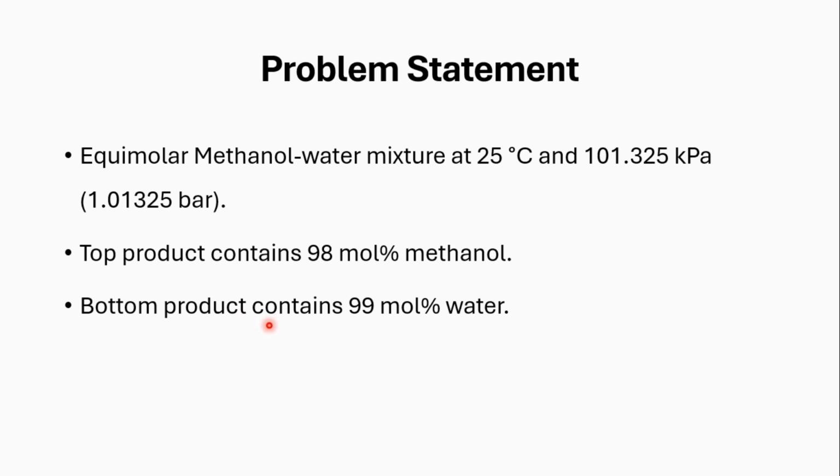Now we have to simulate a shortcut distillation column to find various parameters such as reflux ratio, number of stages, condenser duty, reboiler duty. These are the initial estimates, and using these estimates, we will then move to the simulation of the rigorous column. So let's move to Aspen HYSYS.